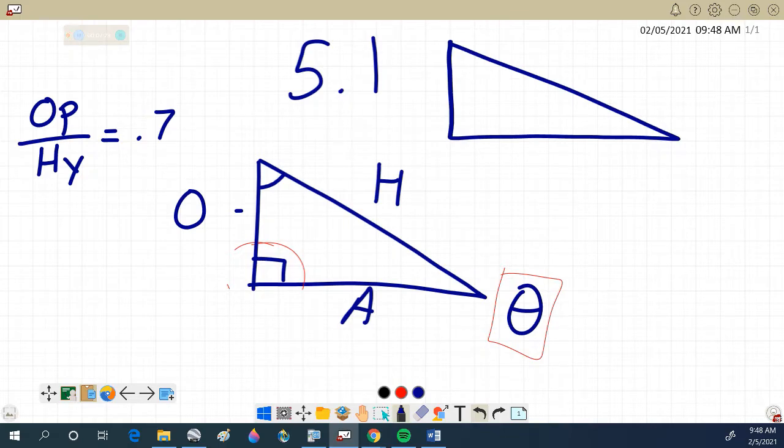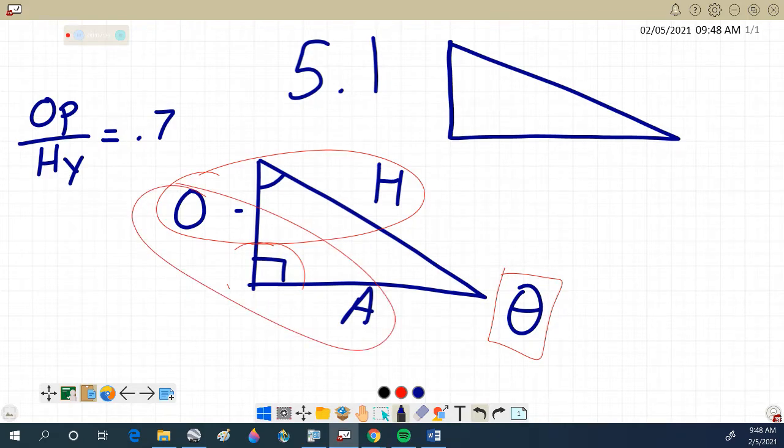Well, how many different ways are there to divide? Well, I could divide O and H, I could divide O and A, or I could divide A and H. So there are three ratios we're going to look at. Actually, there are six, but we're not going to deal with that right now. And every ratio has a name.